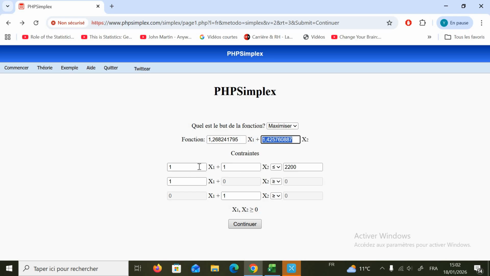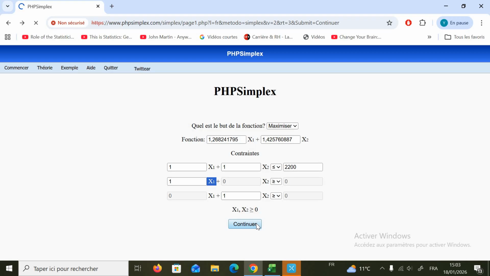Here we have the constraints. Let's call x1 for Fund A and x2 for Fund B. The distribution between them should be inferior or equal to our first investment, which is 2,200. Of course, we have positive values: x1 is superior or equal to 0, and x2 is also positive.